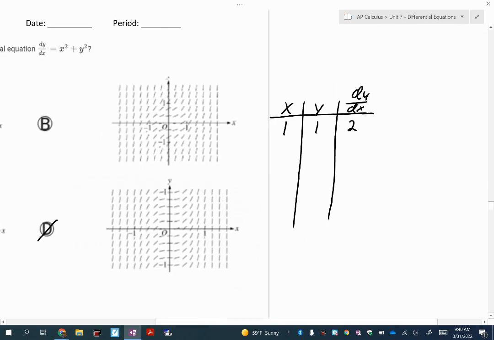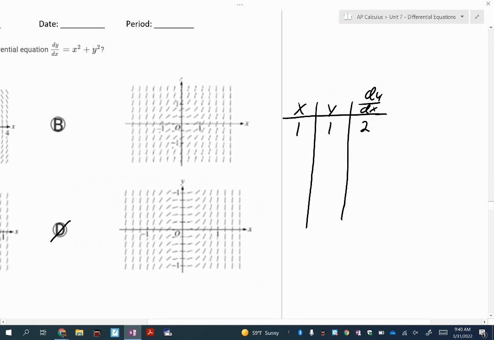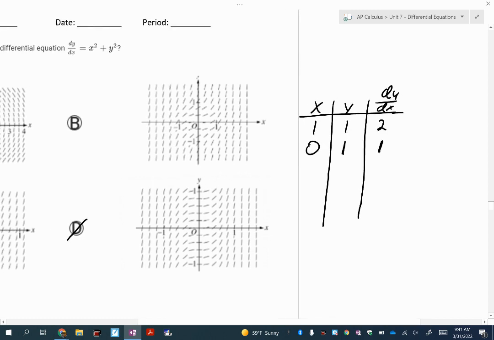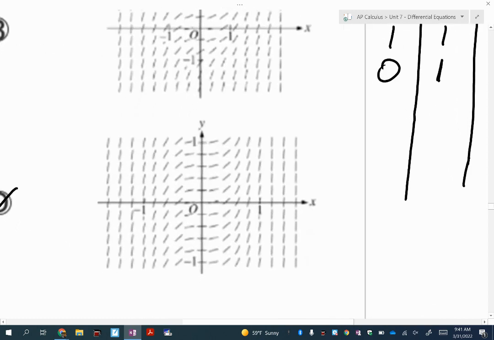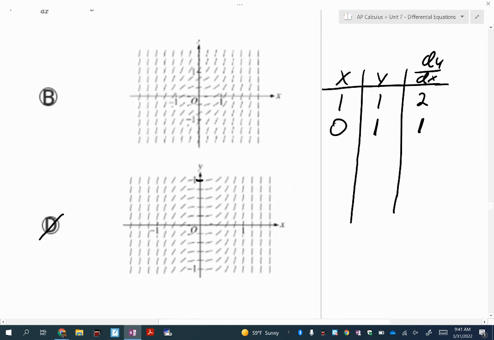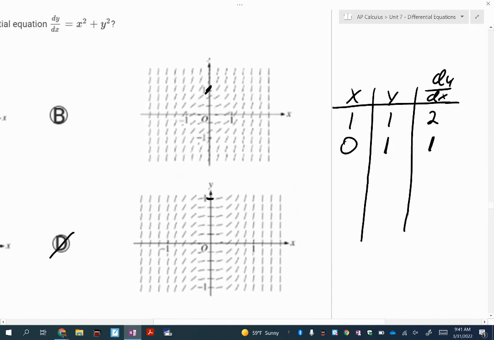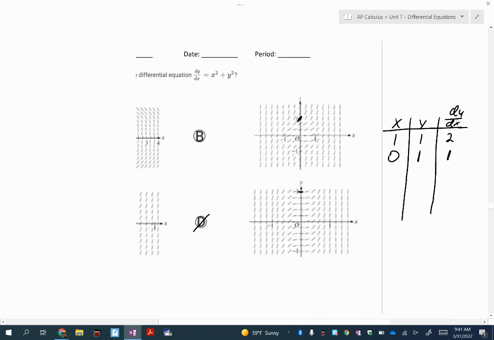But let me check another point. Let's try 0, 1. So 0, 1 is going to be 1. I look at D, 0, 1 actually has a horizontal line, so that's not going to work. It should be positive 1. And this one has that line there, so that's positive 1. So it is B.